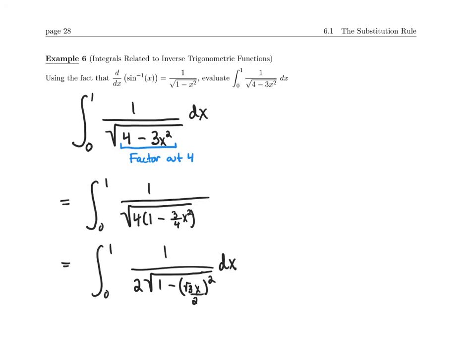So this is looking structurally very similar to this, with the difference being this term right here. In the original one, it's x. Here it's root 3x over 2. That's actually what our u is going to be. So we are going to let u be root 3x over 2. Then that means my du is root 3 over 2 dx.